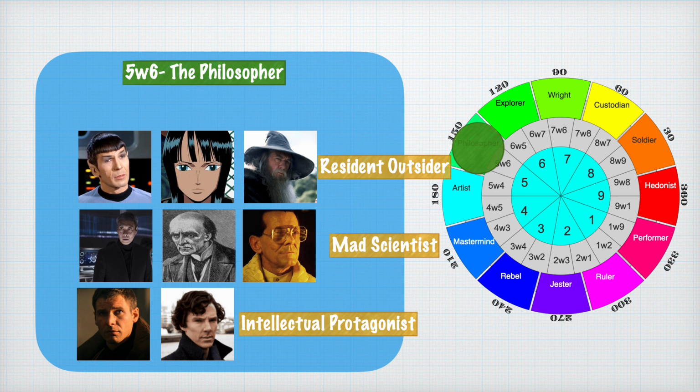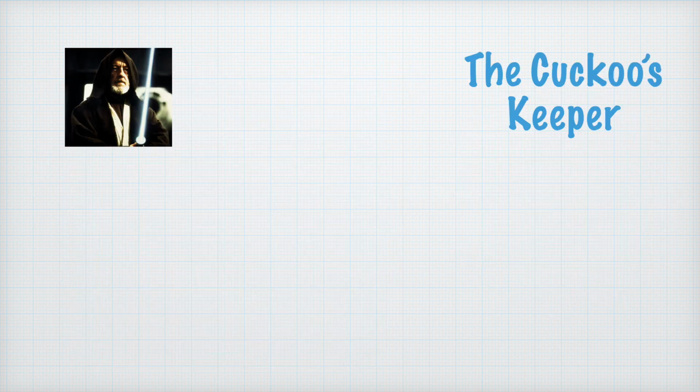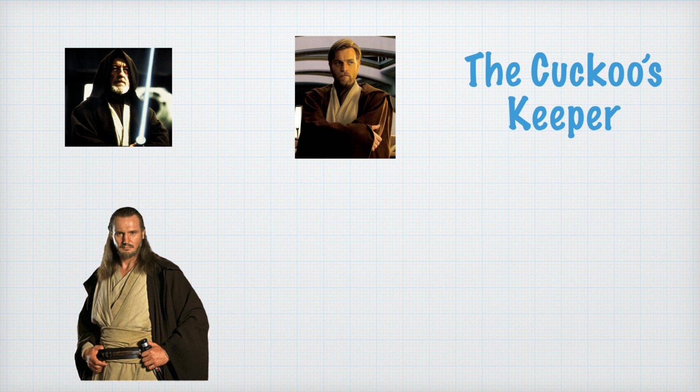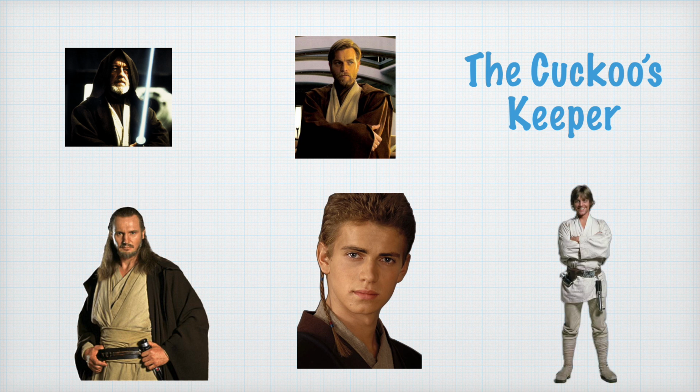Philosophers are our resident outsider in an ensemble cast, our mad scientists, or our intellectual protagonist. Explorers are our Watson, our Sam, what TV Tropes calls the Cuckoo's Keeper. Let's take Obi-Wan Kenobi as an example. Yeah, he's a mentor figure in episode 4, but in episodes 1 through 3, he was kind of the sweeper after the elephants for Qui-Gon Jinn, and then he turned into the sweeper after the elephants for Anakin Skywalker, and then he kind of had to follow along Luke to get him started on his way.